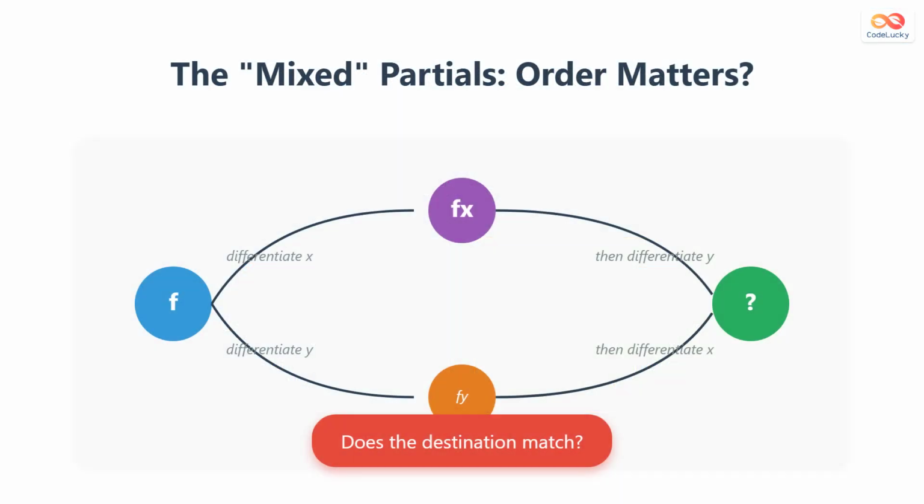This is where it gets interesting. F sub xy means we differentiate with respect to x first, and then differentiate that result with respect to y. F sub yx is the opposite path, y first, then x. The big question is, do these two different paths lead to the same result?